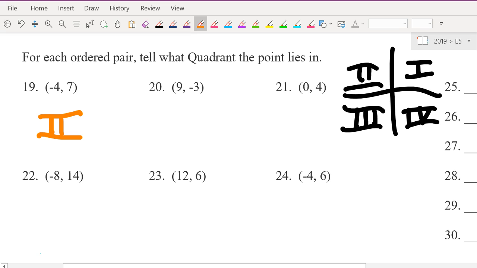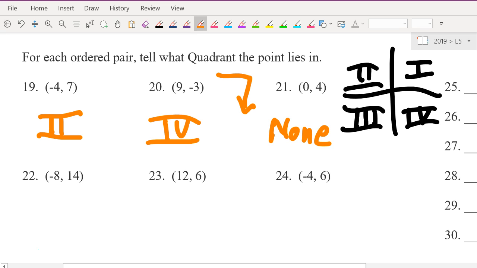Alright, so this is going to the right and down, right? So the right and down is quadrant 4. Okay, number 21, what quadrant is that in? It's none. It's on the axis there. Which axis? The y-axis. Yeah, you're right.